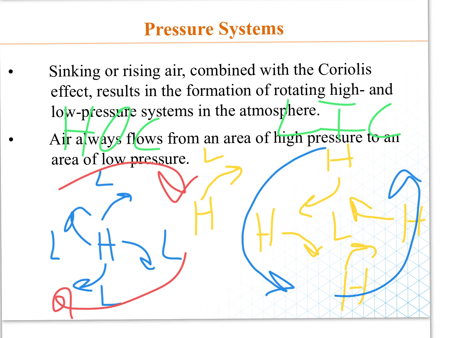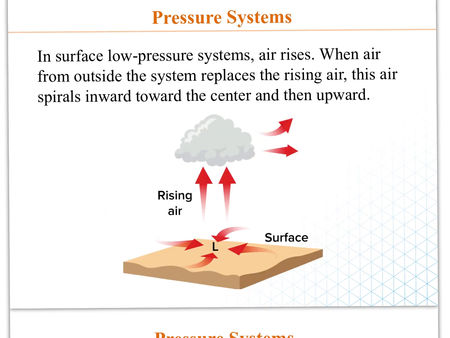Now I just gave you a quick overview of what we're talking about. Now, let's actually see what the notes say. Here it says, sinking or rising air, combined with the Coriolis effect, that was the curving to the right, results in the formation of rotating high and low pressure systems in the atmosphere. Air always flows from an area of high pressure to an area of low pressure, and we just reinforced that. So I'm hoping this little sketch helps you to understand the concept. Now let's see it in picture form.